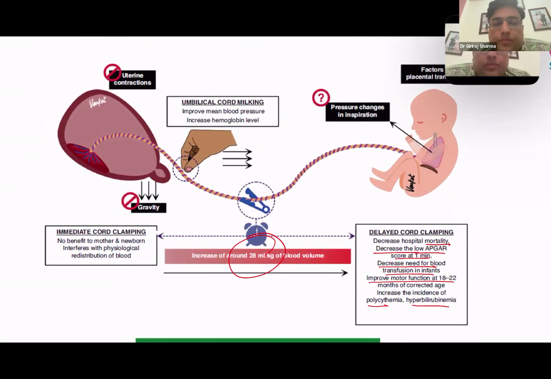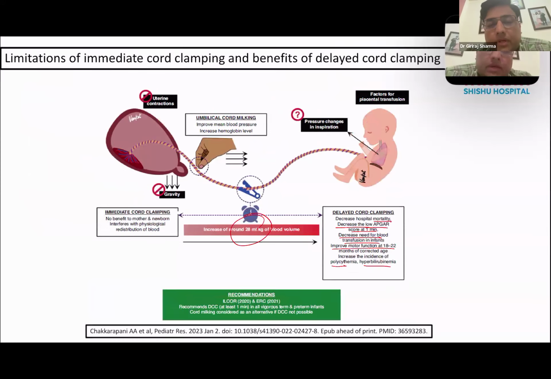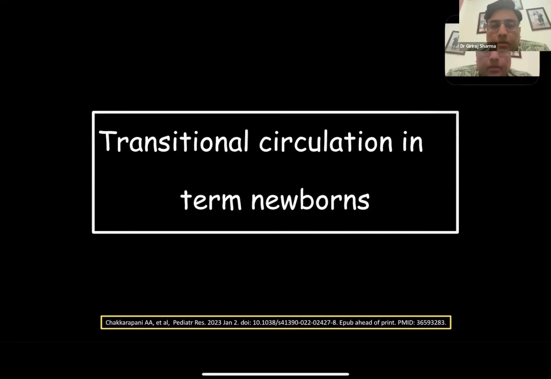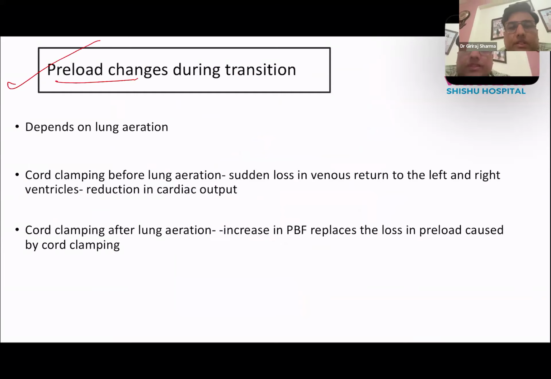So in all preterm or term babies, delayed cord clamping is recommended because of these evidence-based benefits. Now, transitional circulation in term infants. We have already discussed that preload changes during transition, and that depends on lung aeration.